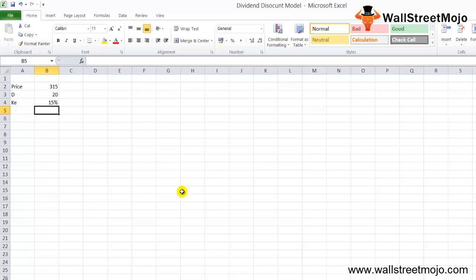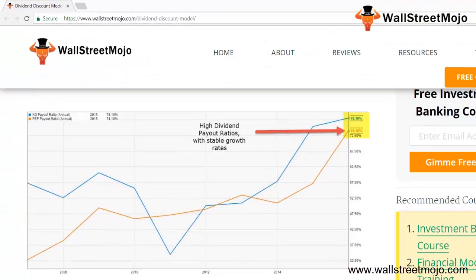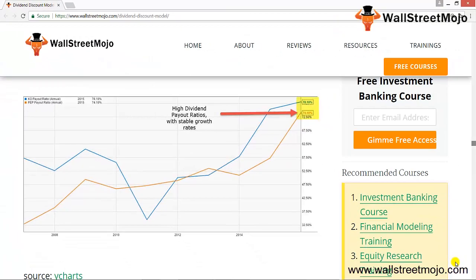As we note below, two companies like Coca-Cola and PepsiCo both continue to pay dividends regularly, and the dividend payout ratio is between 70 to 80%. In addition, these two companies show relatively stable growth rates. Let's see what exactly goes on in the chart. As you can see in the graph, the high dividend payout ratio with stable growth rate details are given for both PepsiCo and The Coca-Cola Company.